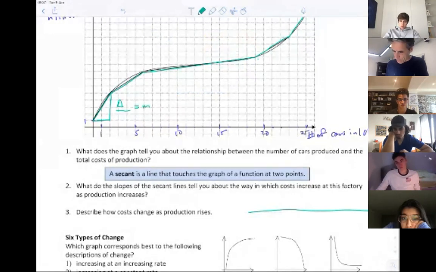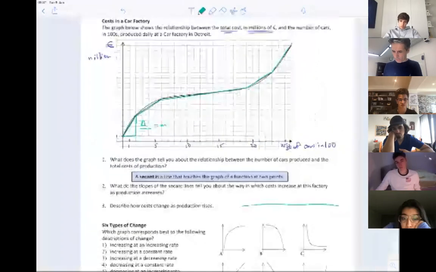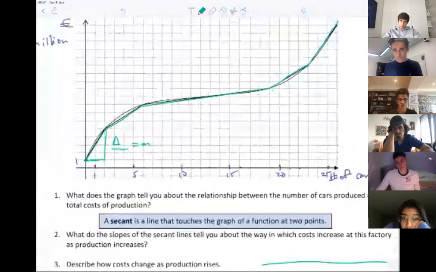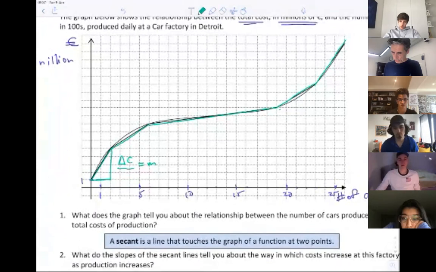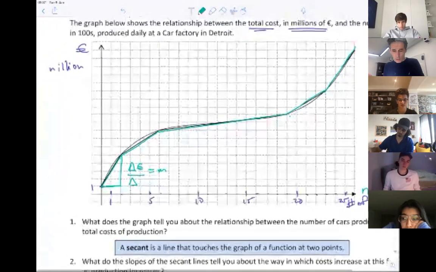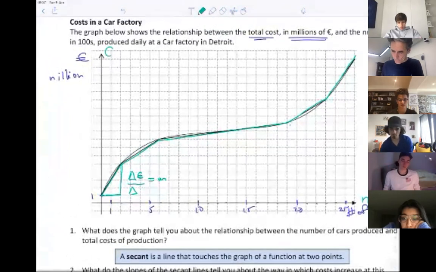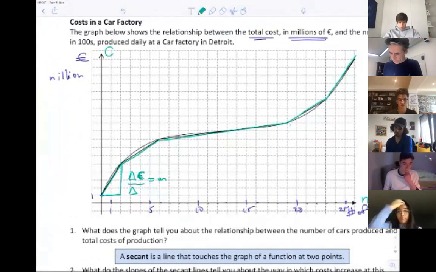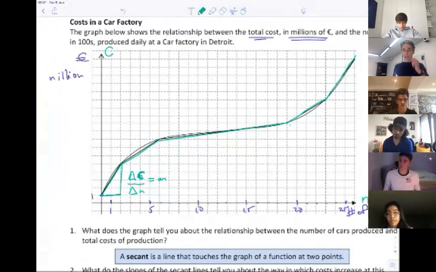Yeah. So if we measure the slope, it's the change in the y. What are we measuring on the y-axis in this graph? The million. Well, it's the change in euros, right? Yep. And on the horizontal axis, what are we looking at? The production, the number of cars. Call it N for number of cars, and let's say C for costs. So this is the change in C over the change in N.